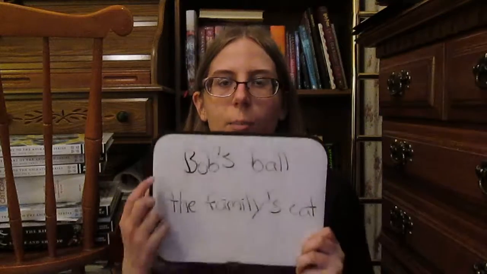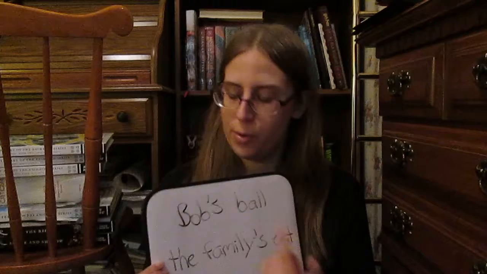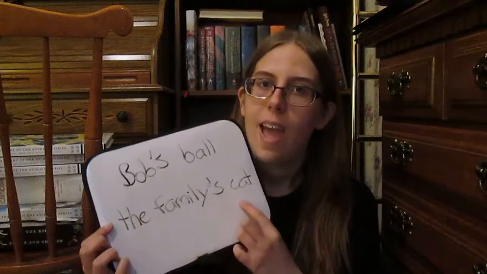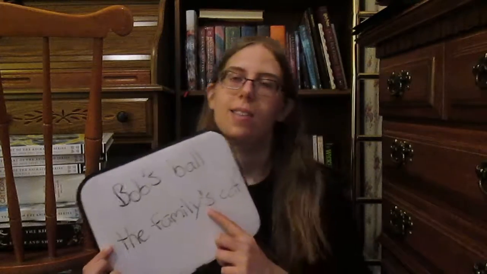The most common way we show possession in English is with an apostrophe S at the end of the word that owns the object. So for example, we have Bob's ball. Bob owns the ball, and we show that with the apostrophe S after Bob. And then we have the family's cat. The family owns the cat, and we show that with the apostrophe S after family.